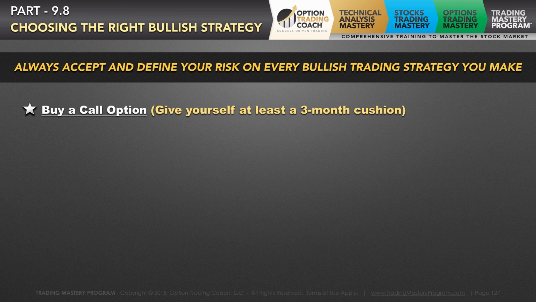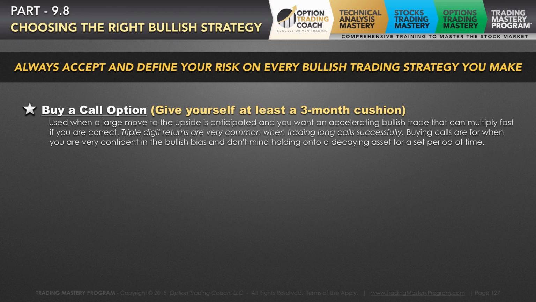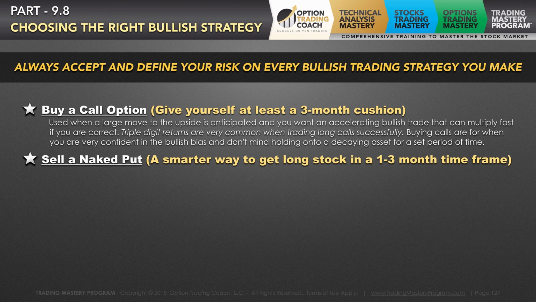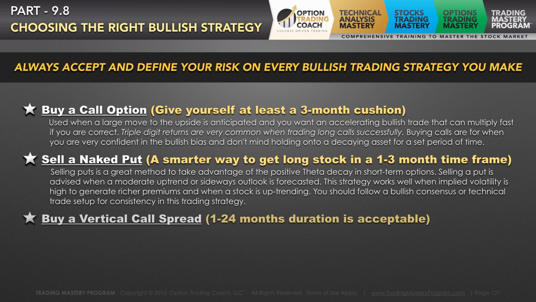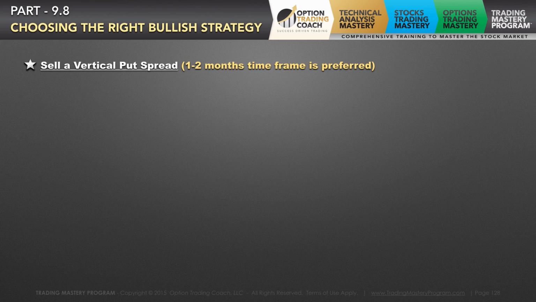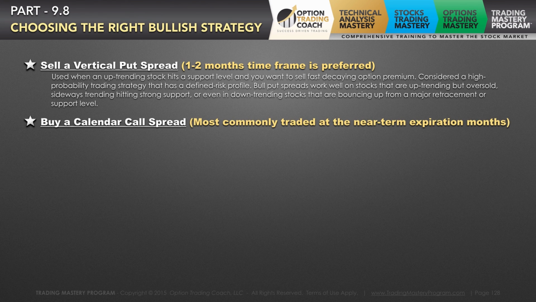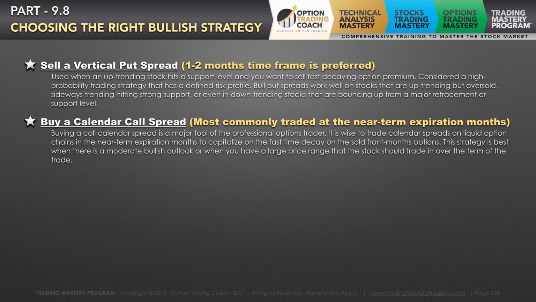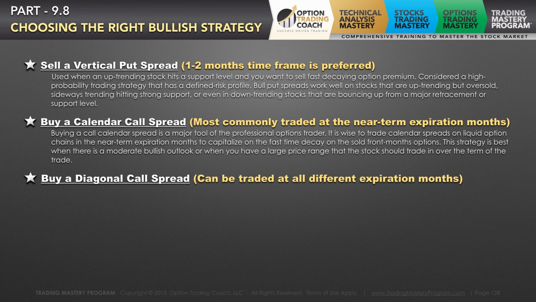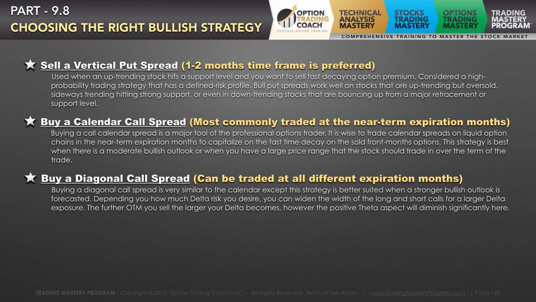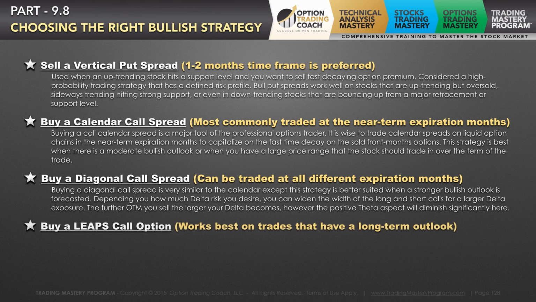The first strategy that you learned in this module was buying a call option. The second strategy you learned is selling a naked put option. Now, the third bullish trading strategy that you learned was buying a vertical call spread. The fourth bullish trading strategy is to sell a vertical put spread. The fifth bullish trading strategy you learned was to buy a call counter spread. The next bullish trading strategy you learned was to buy a call diagonal spread. The last and final bullish option trading strategy that you learned was to buy a LEAPS call option.